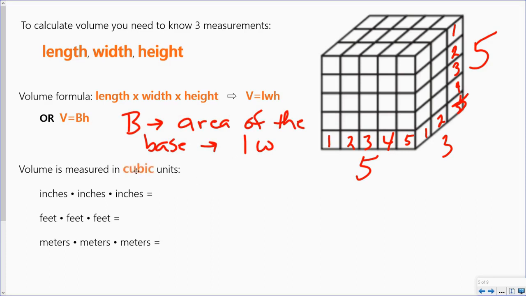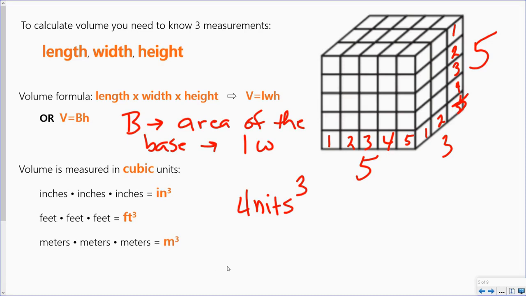Volume is measured in cubic units. Similar to when we did area and used square units, cubes are three-dimensional squares. And since we're dealing with volume, which is three-dimensional, we are now using cubic units. When we write it, it would be units with a 3 up here for cubed. So in this case, inches multiplied by inches multiplied by inches would be inches cubed. Here we would have feet cubed, and here we would have meters cubed.